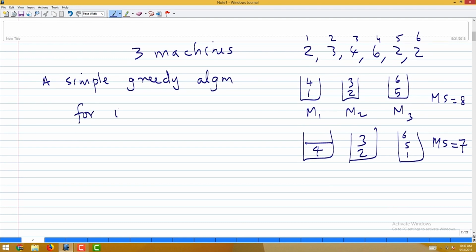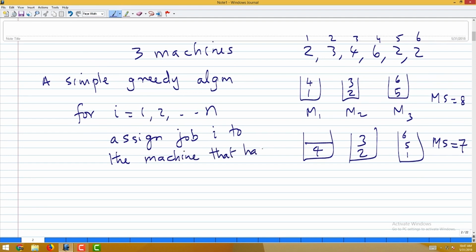So there are n jobs. I am going to look at these jobs in some arbitrary order, they are given in some arbitrary order, and what is my task? I have to assign job number i to one of the machines. What is the natural machine to assign? Whatever has the least load so far. So, assign job i to the machine that has the least load so far.